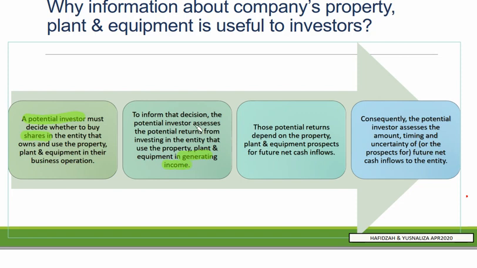They use the information, right? Next, those potential returns depend on the property, plant and equipment's prospect for future net cash inflows. The potential return depends on the PPE prospect. What is that PPE going to be used for? It is to generate income. And consequently, the potential investors assess the amount, timing, and uncertainty of, or the prospect for, future net cash inflows to the entity.